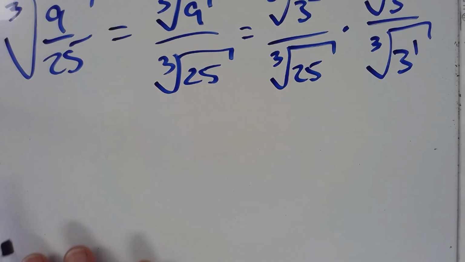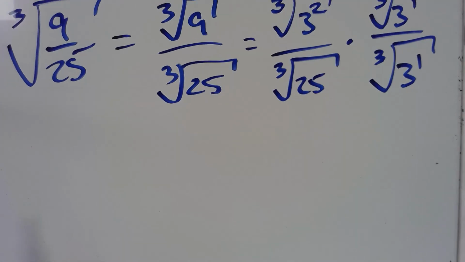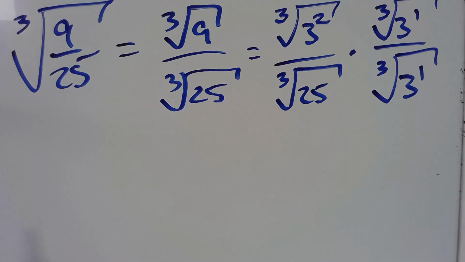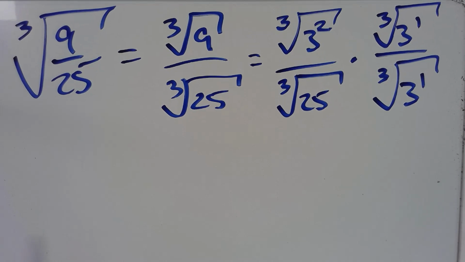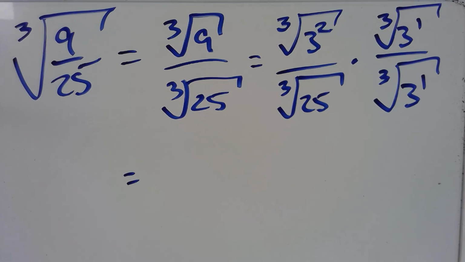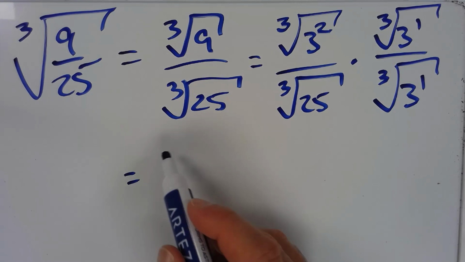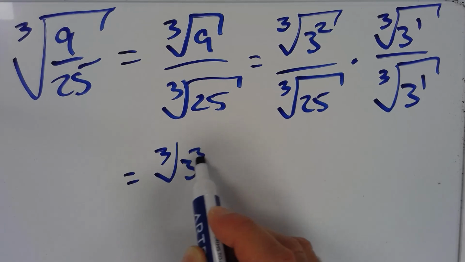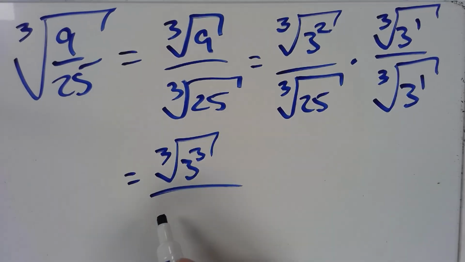So then what happens up in the numerator then? Cube root of 3 cubed, and then over the cube root of. Did you multiply the 25 and 3? Yeah, since the indexes are the same, we can do that. So it becomes cube root of 75.